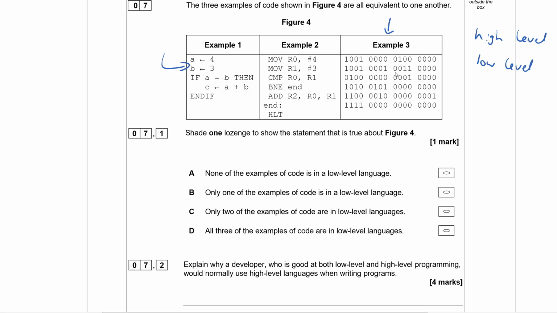converted to machine code. And in the middle we've got assembly code. Assembly code is low level as well, but it's closer to machine code. There's a one-to-one connection between machine code and assembly code, meaning one assembly instruction equals one machine code instruction, whereas one Python instruction, like A equals 4, might be several machine code instructions. So in essence here, we've got two low-level languages, which is lozenge C. Example 1 is pseudocode, but that's not low-level. It's not high-level either, you could argue, but it's definitely not low-level. That's only assembly and machine code.